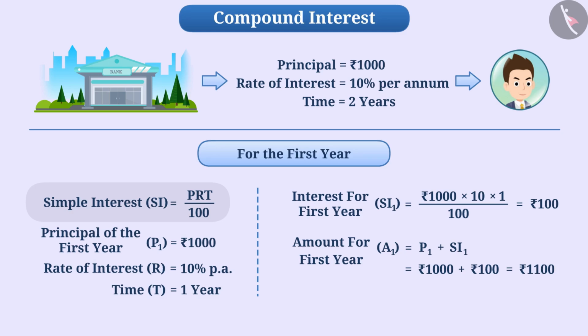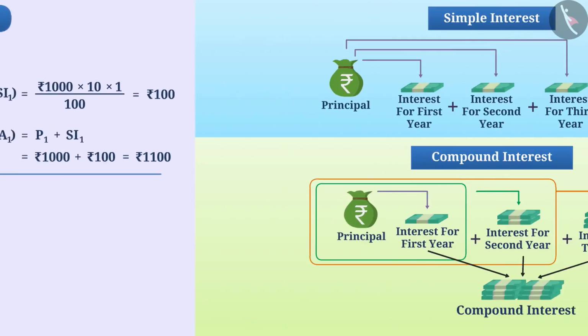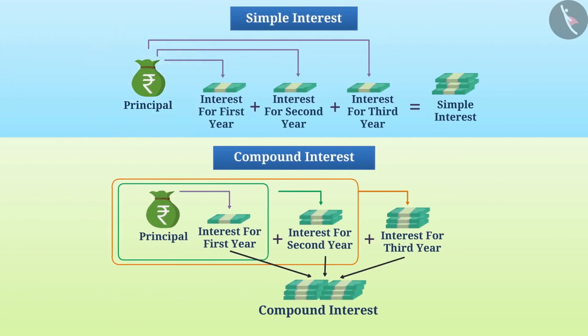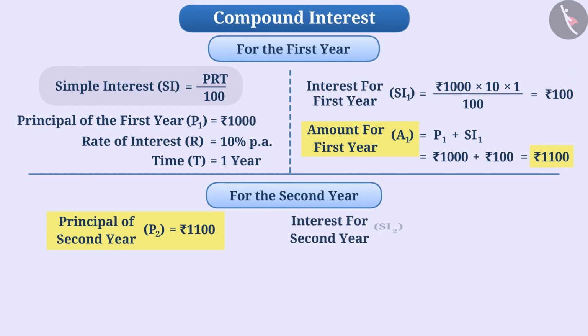Now, let's calculate interest for the second year. In simple interest, the principal is the same for each year, but in compound interest, the interest is calculated on the total amount of the previous year. That is, amount A1 of the first year will be the principal P2 for the second year. In this way, interest for the second year SI2 is equal to rupees 1100 multiplied by 10 multiplied by 1 divided by 100, which is equal to rupees 110.